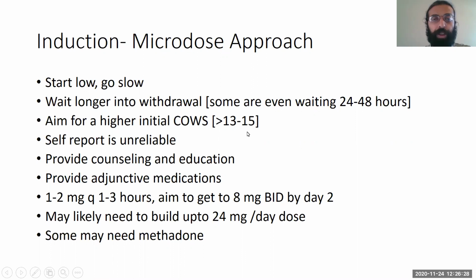In other words, moderate withdrawals before starting the medication, and then starting low, starting with no more than 1 or 2 milligram doses every 1 to 3 hours and trying to get to 8 milligrams BID by day 2. So small doses administered throughout the day and building up. And again, many likely need to build up to 24 milligrams, and some people who are using fentanyl may need that higher potency offered by methadone.